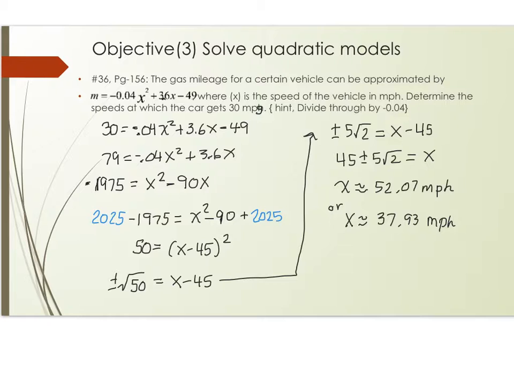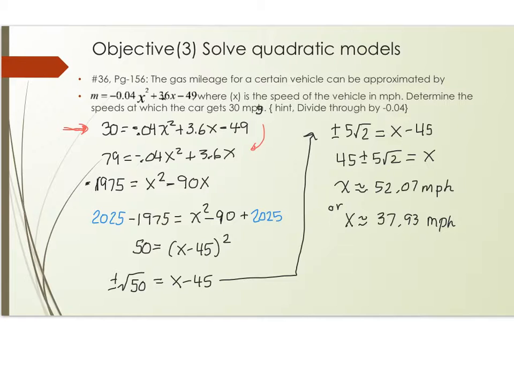And we have a hint, divide through by 0.04. So our first equation is what we set up based upon the information that was provided. 30 is equal to negative 0.04 x squared plus 3.6x minus 49. We're going to move the 49 over, so we get 79 is equal to negative 0.04 x squared plus 3.6x. Our thinking here is that we're going to complete the square on this because it might be easier to deal with.